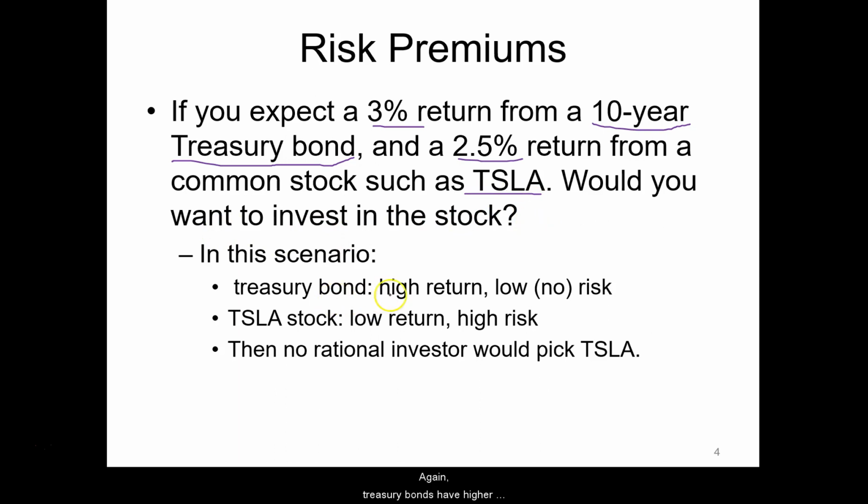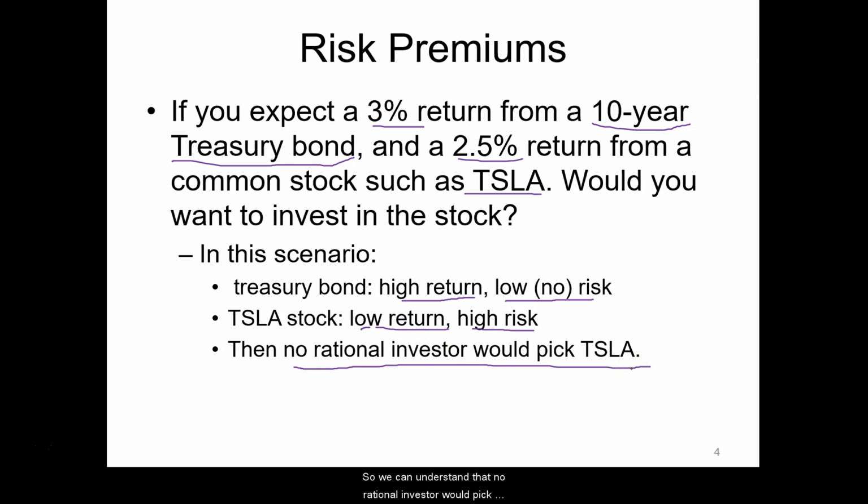Again, treasury bonds have higher returns, 3% here, and very low or even no risk. And then you have the Tesla stock that can be very high risk, high volatility, but here it's offering a very low return.